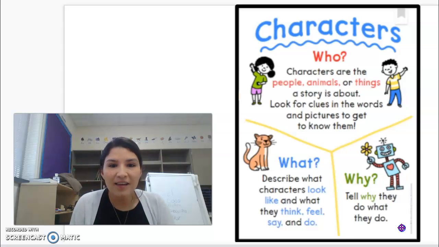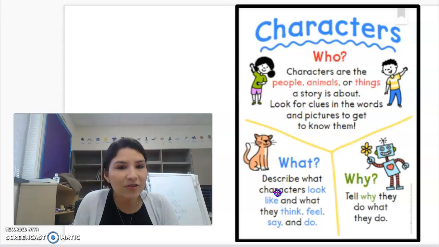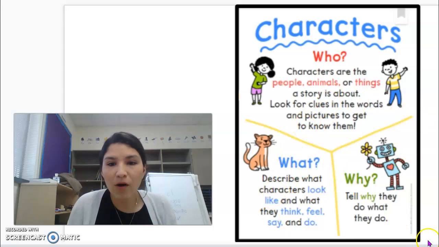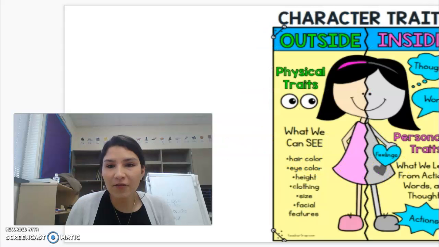All right? So both of these so far have to do with character traits. We'll talk about that in a minute. Why? Tell why they do what they do. All right, so let's go ahead and talk about character traits. Because this whole poster that we've been going over the last couple of months has to do with character traits. We just didn't talk about it just yet. So this should look a little familiar.